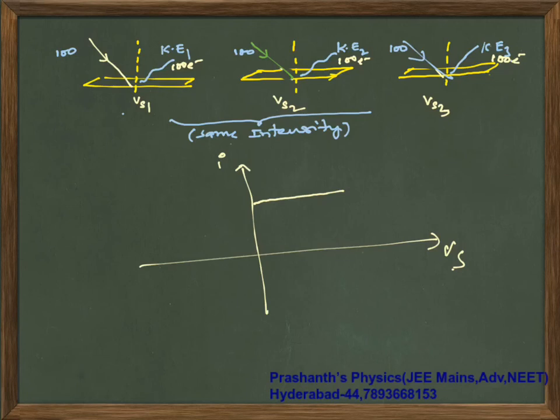Now if you look at the potential part, the stopping potential for the first metal, let us say it has some value here on the negative side. Why am I keeping it negative? Because it is a negative value according to the logic.